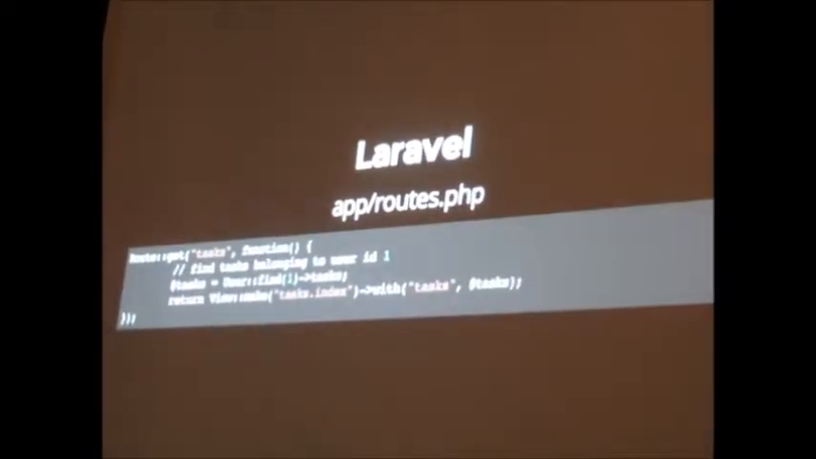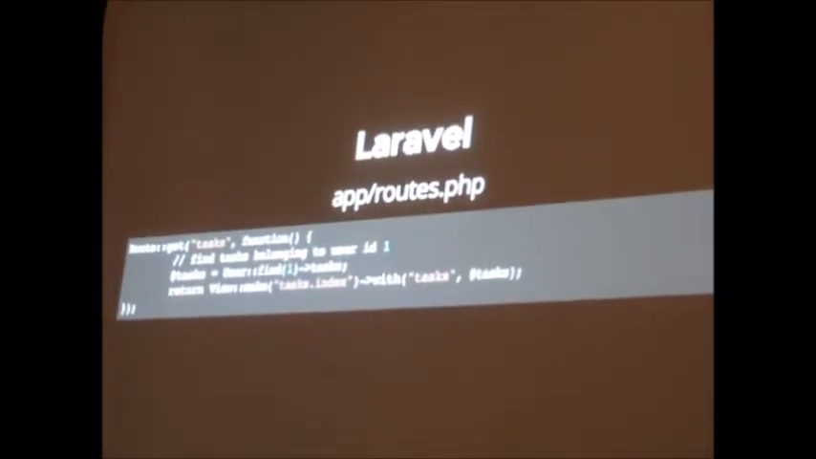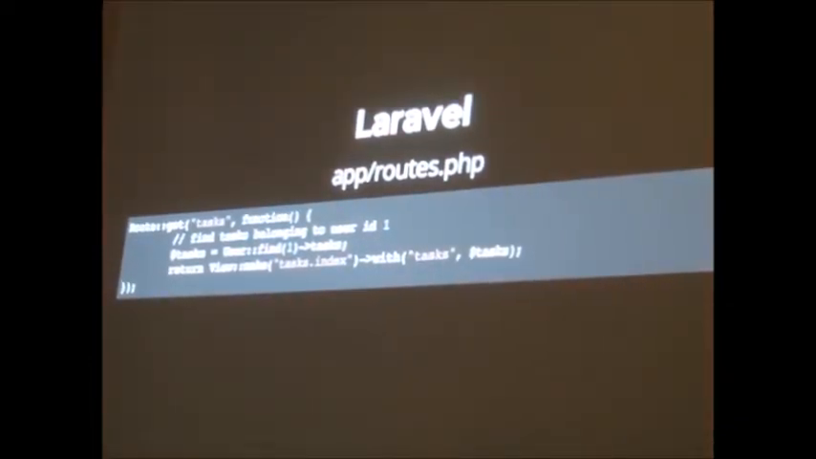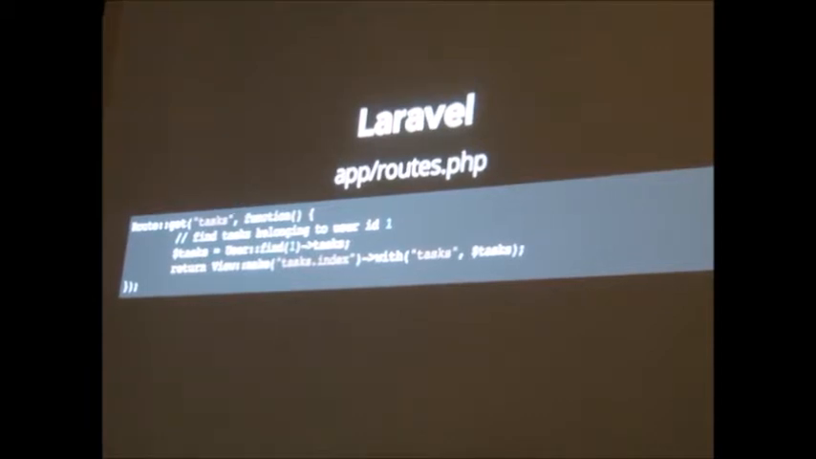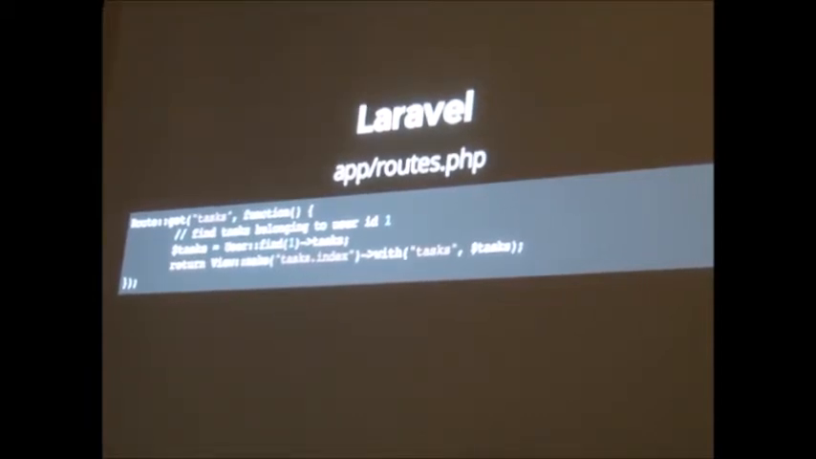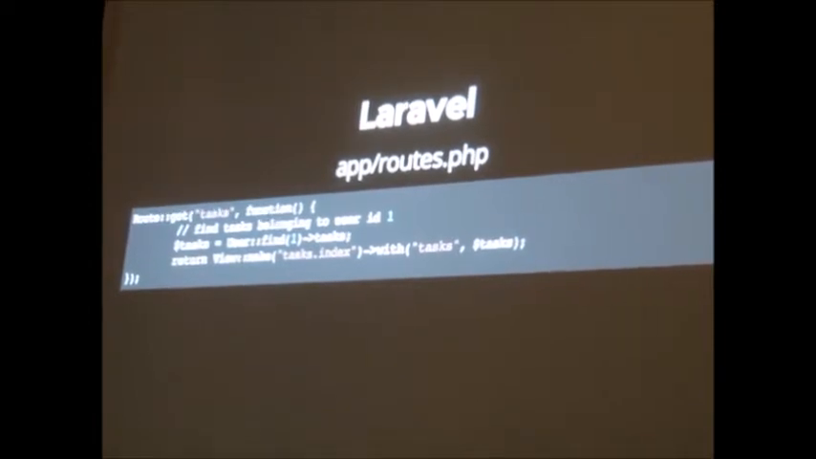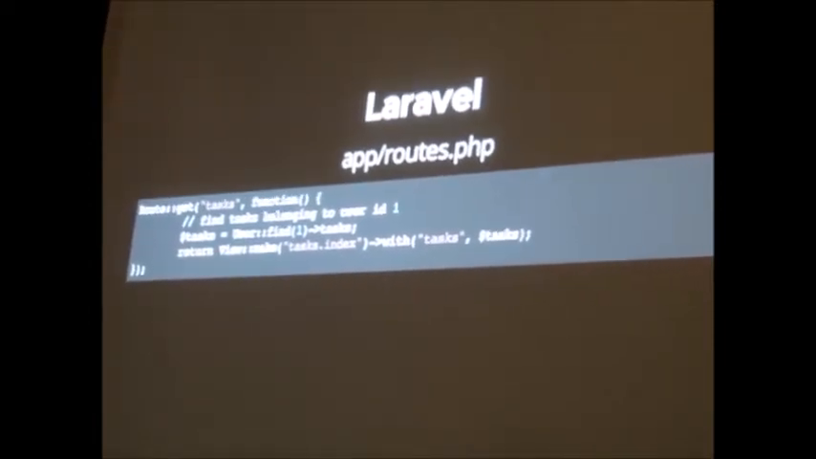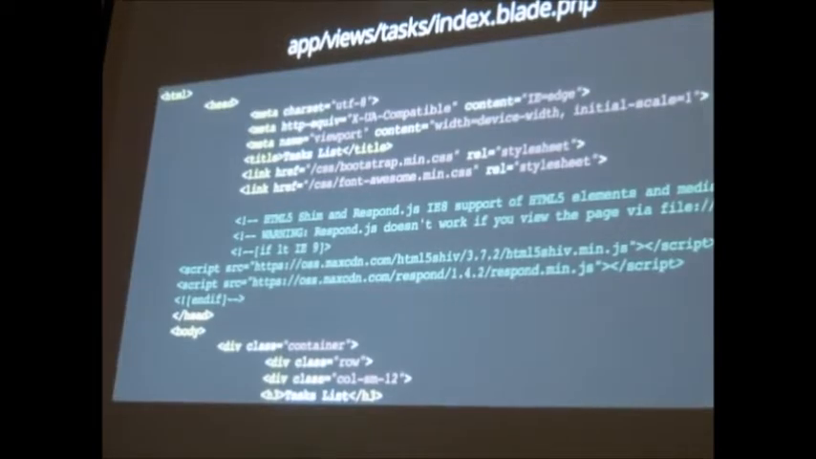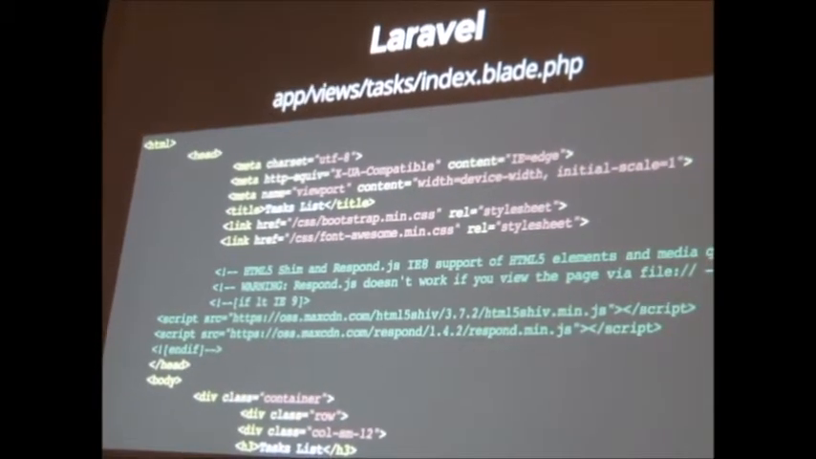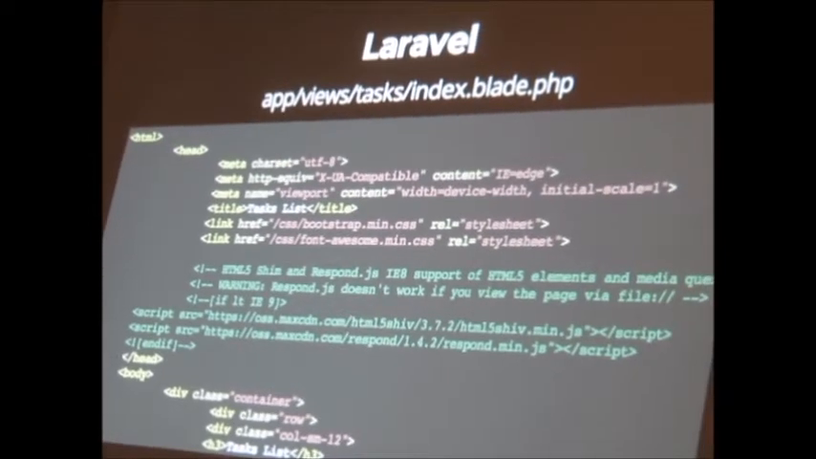And then my route, and I'm going to go to my domain/tasks, and it's going to find user 1, get all of his tasks, and then it's going to create the view tasks.index, using those tasks as the variable I'm handing to the view, and then the view basically goes through, and it's plain HTML other than these.